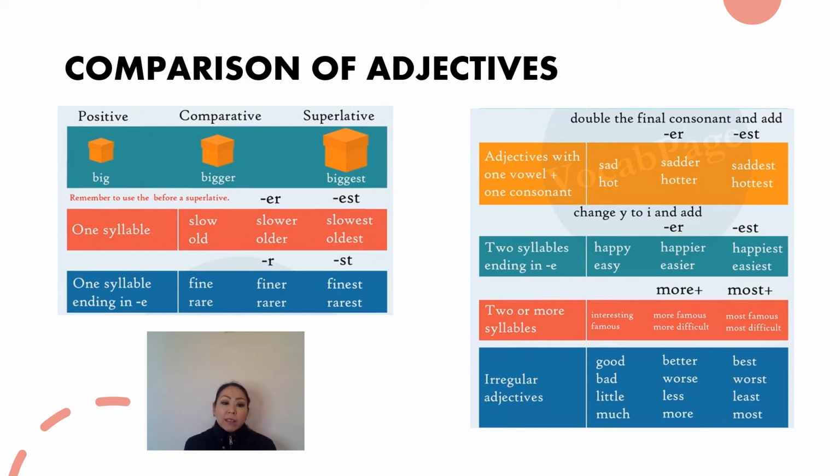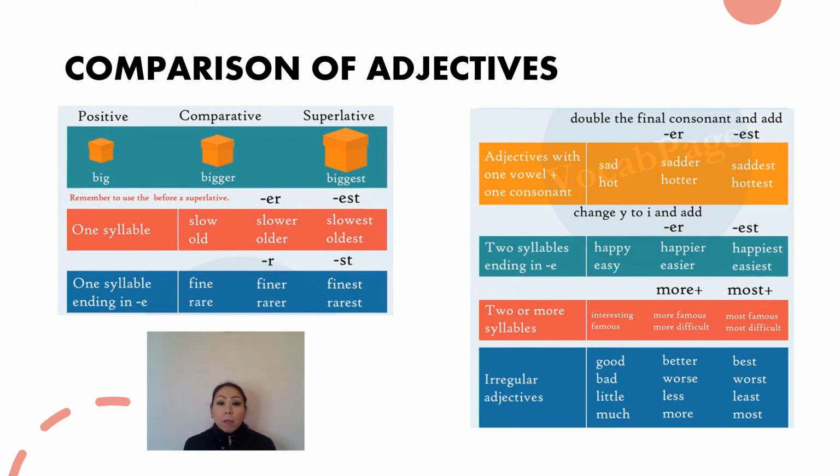If we have one syllable that ends in E, we just add the R or the ST. When we have short adjectives with a vowel between two consonants, we have to duplicate the last consonant, like hot, hotter, the hottest. When we have consonant plus Y, cuando tenemos consonante más Y, le quitamos la Y, le agregamos la I latina y le agregamos la terminación.